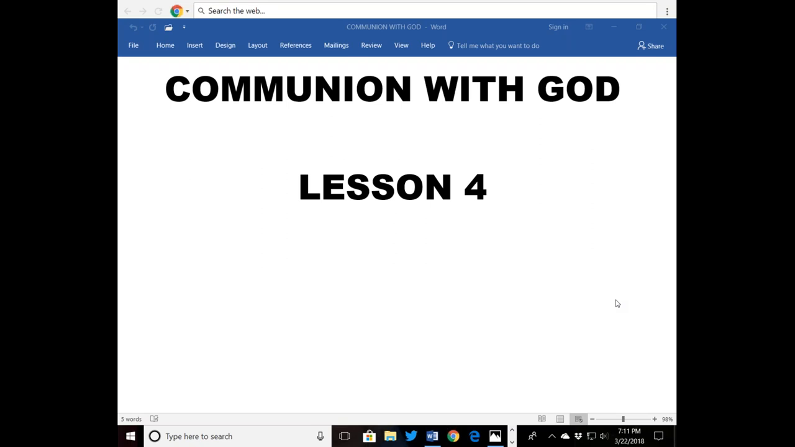Memorize Isaiah 55:10 and 11. This is your assignment for this week. Commit these verses to memory. Write the verses down on a 3x5 card and take a portion throughout the day.